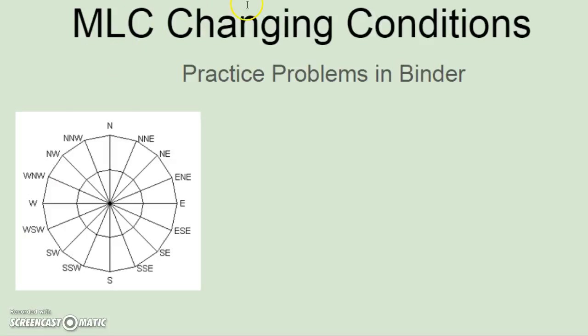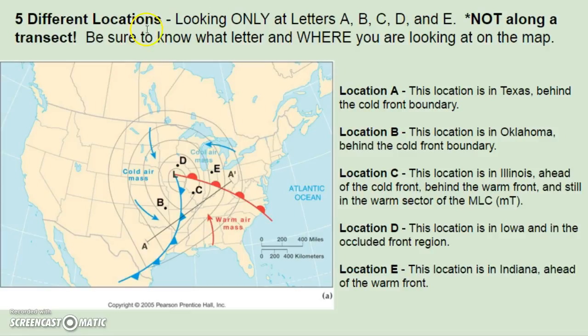Here I'm going to help you solve some problems that were assigned from the binder. So we're looking at the changing conditions, and we're using this map right here. This is the activity that involves 5 different locations. You're only looking at letters A, B, C, D, and E on the map here. We're actually kind of ignoring the transect for now. So I've got letter A, B, C, D, and E.